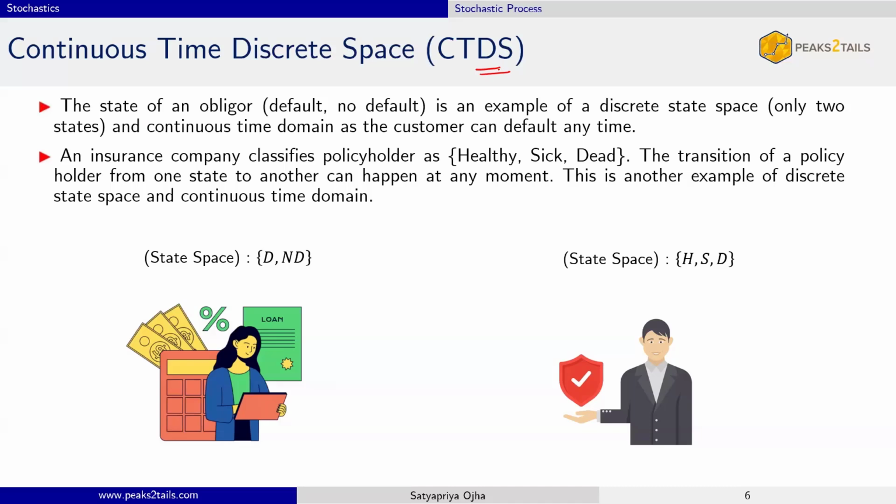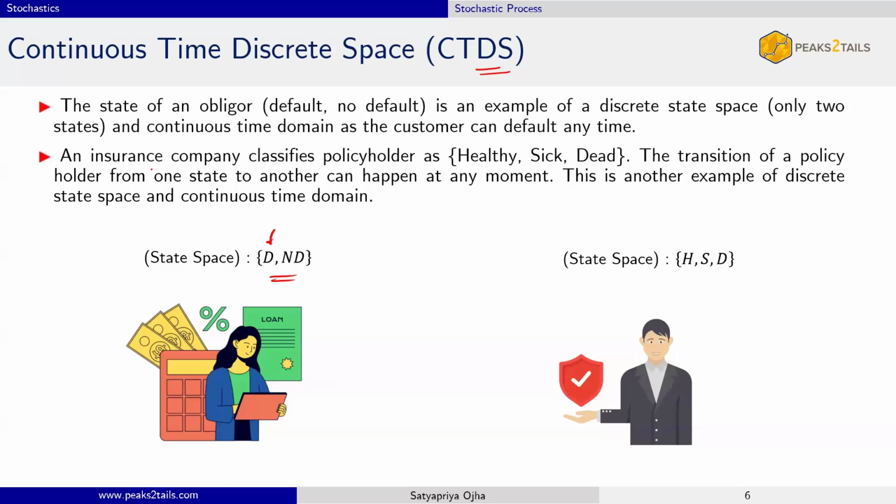So the easiest example I can give is the customer default use case. Customer has taken a loan. The state of the customer is either good or bad, default or no default, correct? So the state space is discrete, only two values, default or no default. But the status can change at any point in time. Customer can default at any point in time. Correct? So this is discrete space but continuous time.